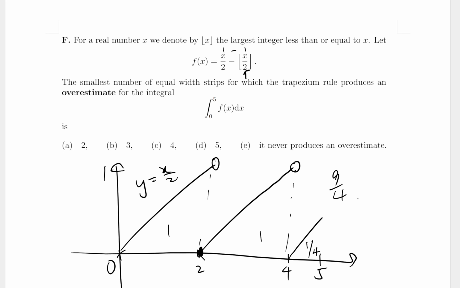Now let's see what happens. We need an overestimate of the integral. Let's just try one by one, because we want the smallest number, so it's wise to start trying from a small number. So I need 2 strips. Let me change the color of the pen, because if not, this is going to get very messy. So this is 2.5, and we could make some trapeziums, and this trapezium is here.